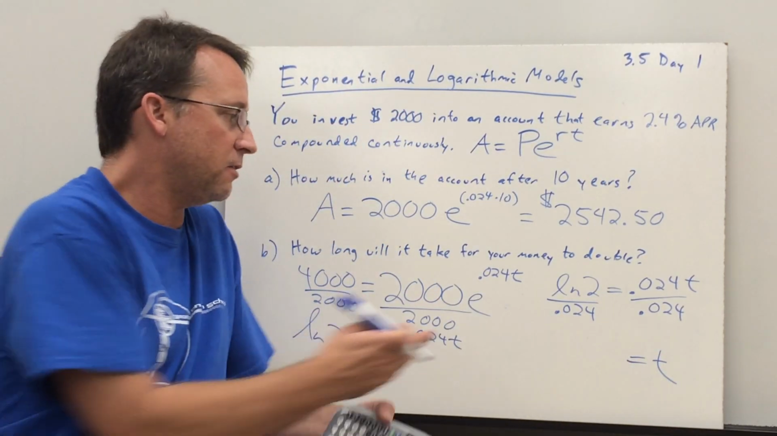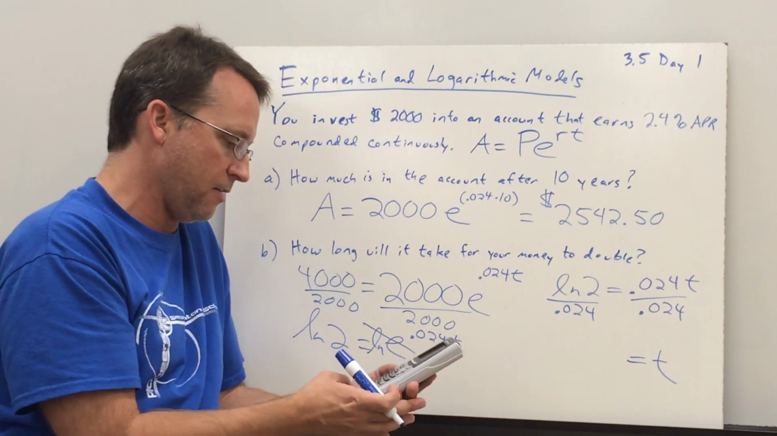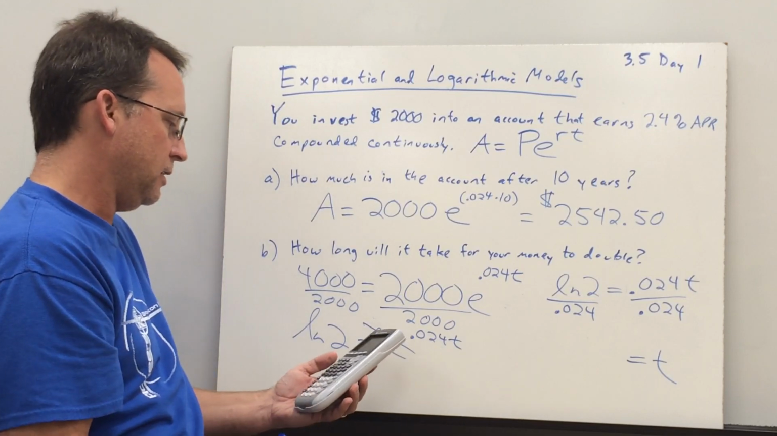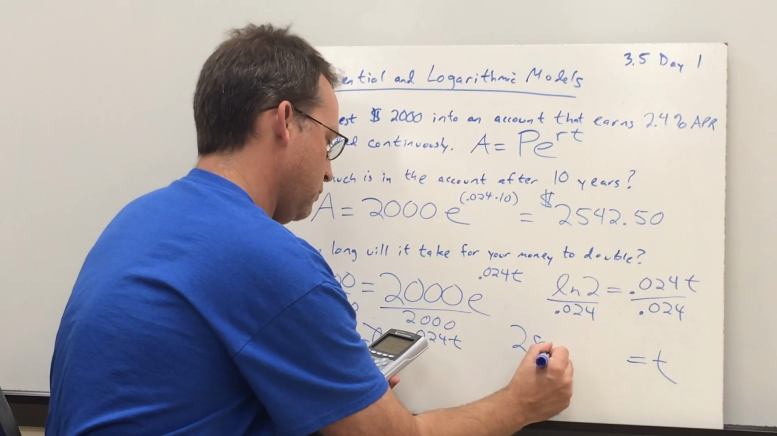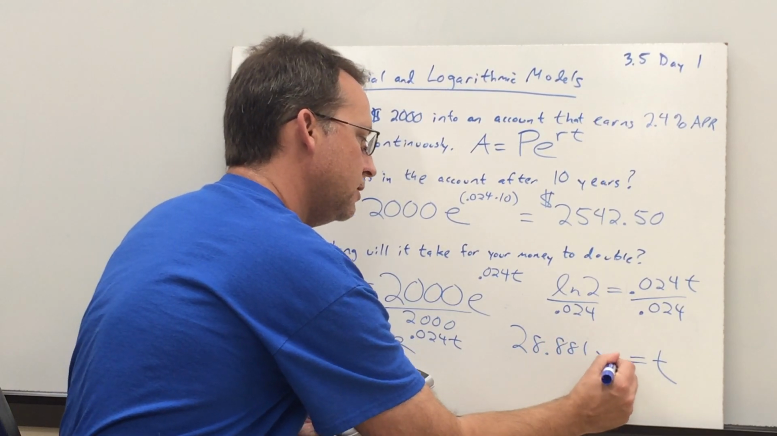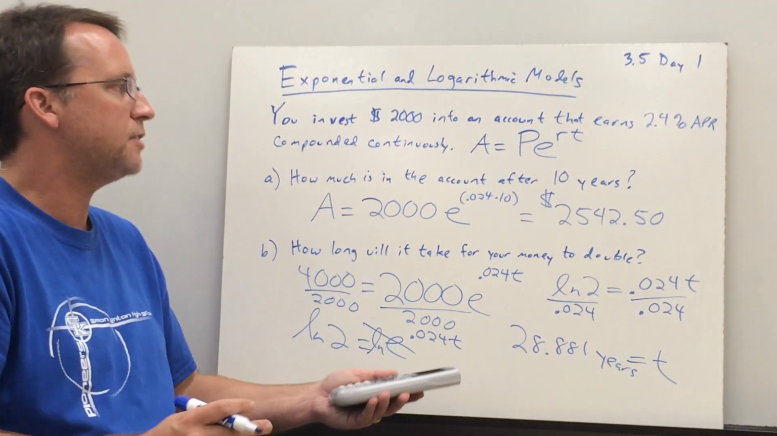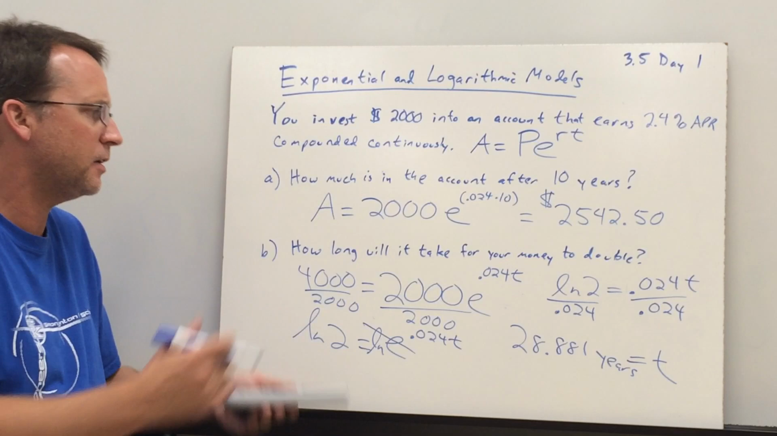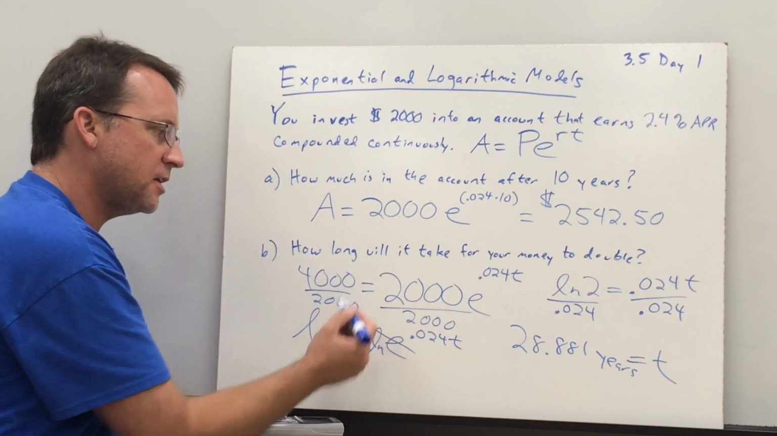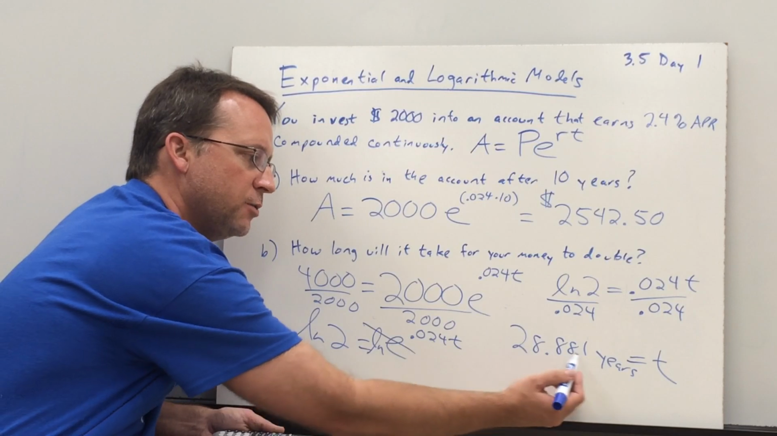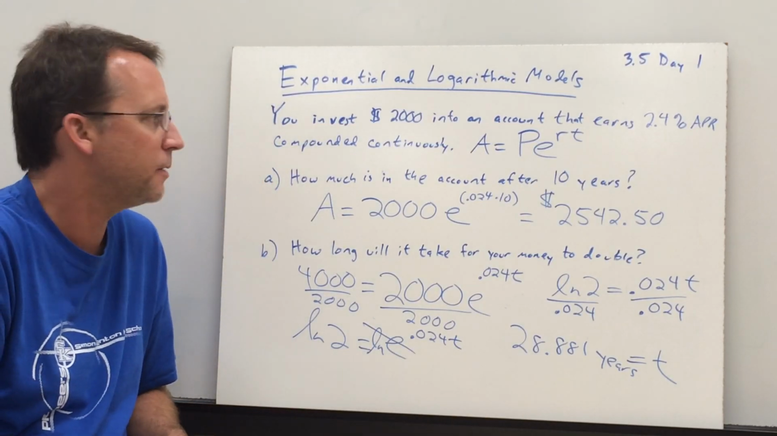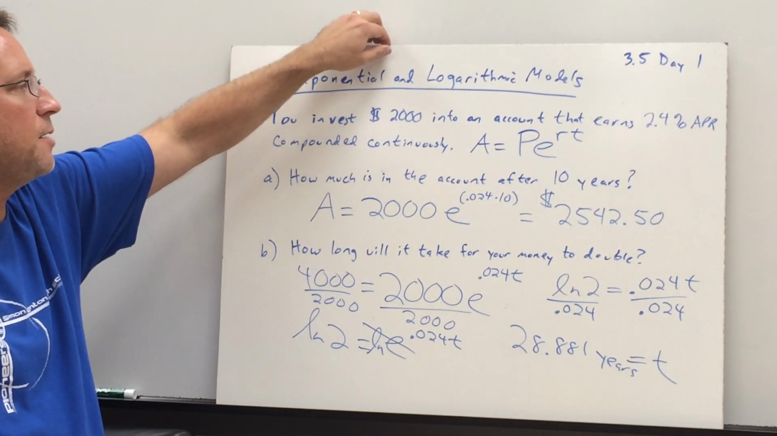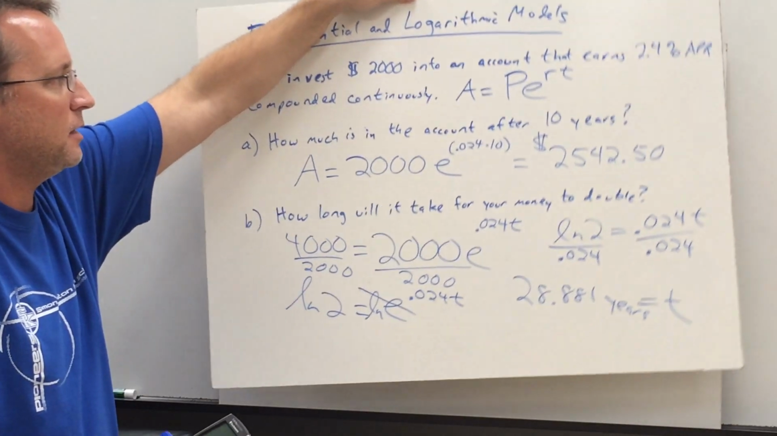Which, without a calculator, we'd have to leave our answer like this. With the calculator, I can type in ln of 2 divided by 0.024, which gives me 28.881 years. So it takes almost 29 years in that account for your money to double. And again, if you would have graphed this and this and found the intersection, if you've done it correctly, you would have found that same length of time in years there. Okay? So that's a mathematical model for continuously compounded interest that we can solve using exponentials and logs.